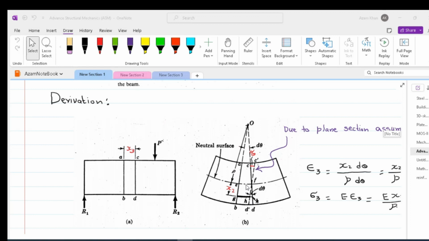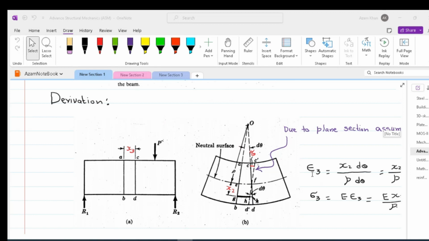Imagine we are interested in finding out the extension of a fiber which is located at a distance x2 from the neutral axis. So we draw a line C prime D prime which is parallel to AB, and then we consider that OD is a transversal between two parallel lines AB and C prime D prime. That makes the angle subtended between OE and OF, d theta, equal to the angle between F D prime and D. We assume that the GH fiber is extended by HK.